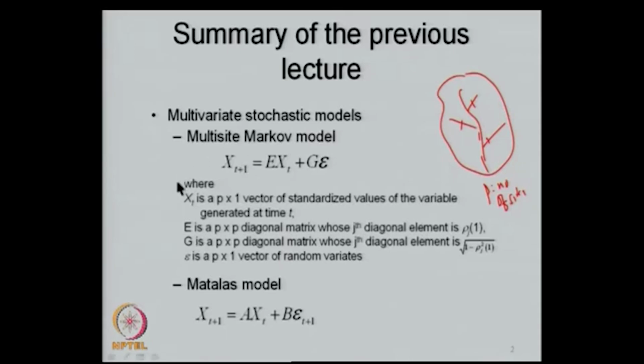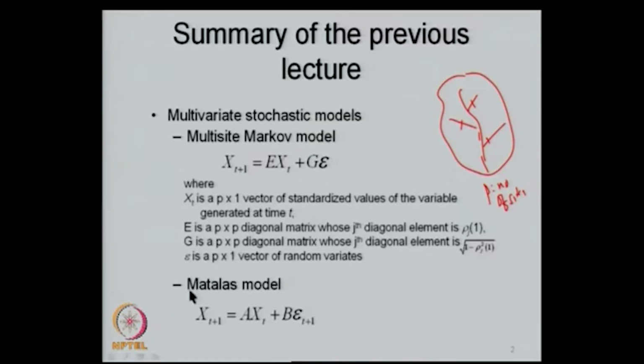Now, in this model that we have already discussed, E is a p by p diagonal matrix, which has the jth diagonal element, which is rho j 1. What is rho j 1? It is a lag 1 serial correlation at site j. And similarly, G is a p by p diagonal matrix, whose jth diagonal element is given by 1 by root of 1 minus rho j square, and rho j 1 is the lag 1 serial correlation at the site j.